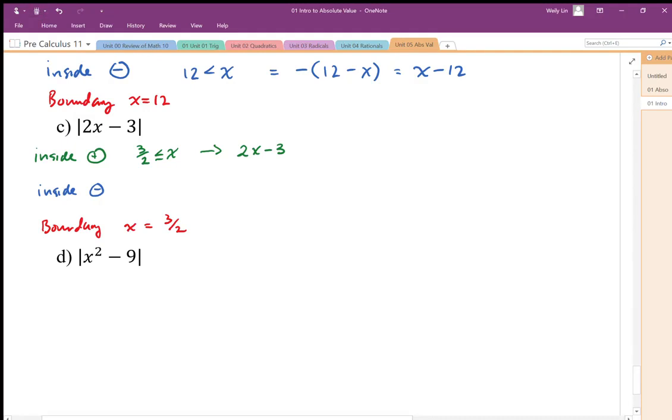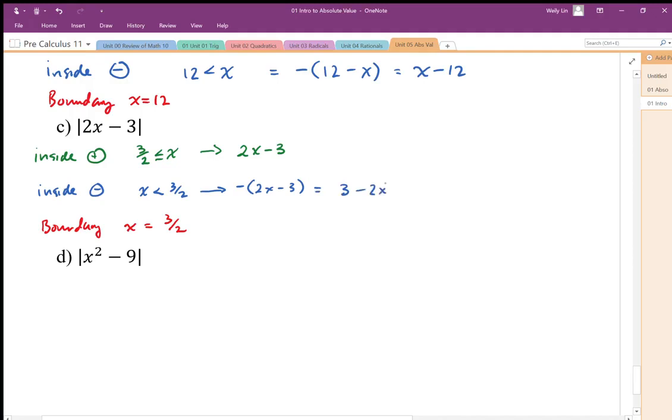The other piece would be the other part, when x is less than 3 over 2. If x is less than 3 over 2, we're going to end up with a negative. Well, what would the absolute value do? For those values, it needs to do the opposite. So we're going to take the negative 2x minus 3 and make it into its opposite, and that will give us a positive value.